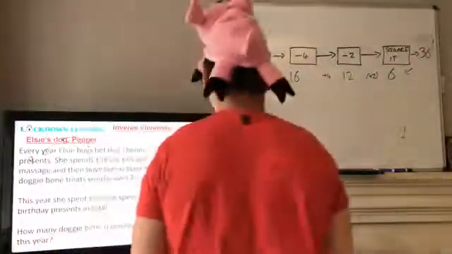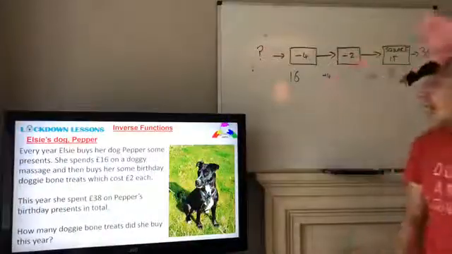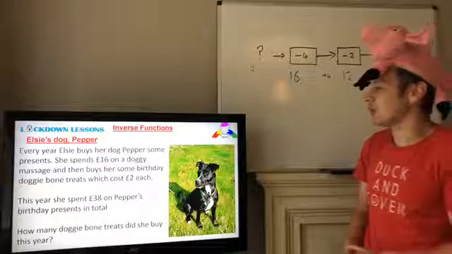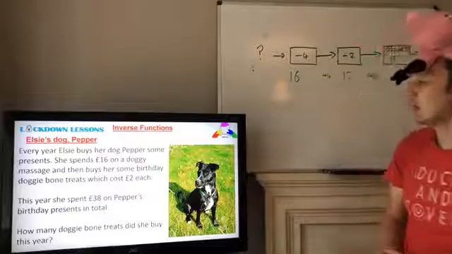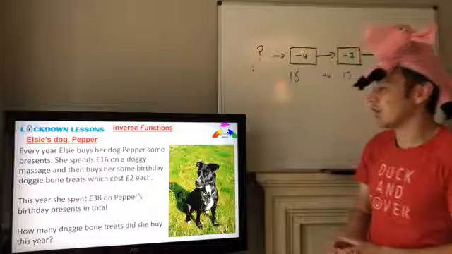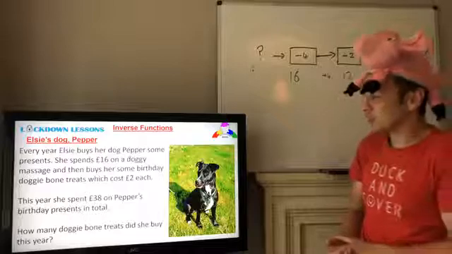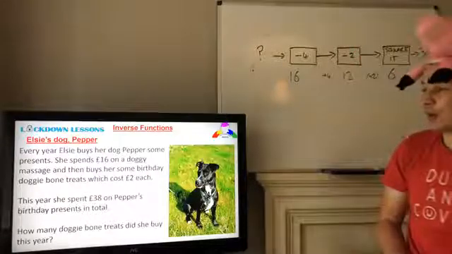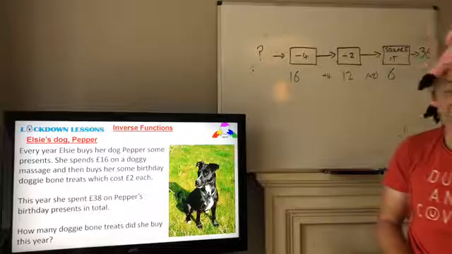So, just before bingo, we are going to have a look. Well, we've got one question here to do with Elsie. So, Elsie won the bingo last week. This is her adorable dog called Pepper. So every year Elsie buys her dog Pepper some presents for his birthday. Okay, she spends £16 on a doggy massage and then buys her some birthday doggy bone treats, which cost £2 each. This year she spent £38 on Pepper's birthday presents in total. How many doggy bone treats did she buy this year?